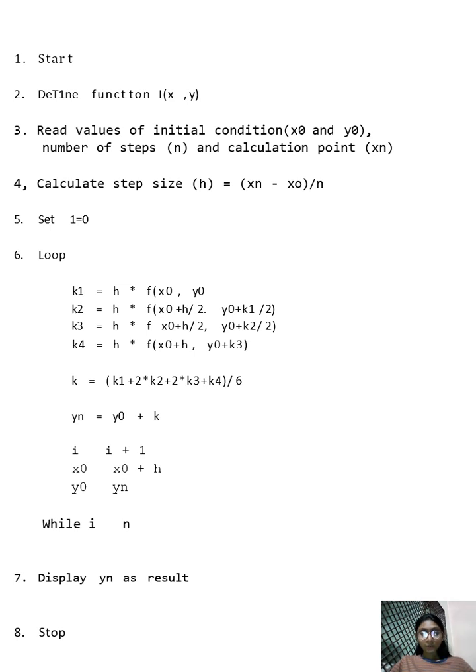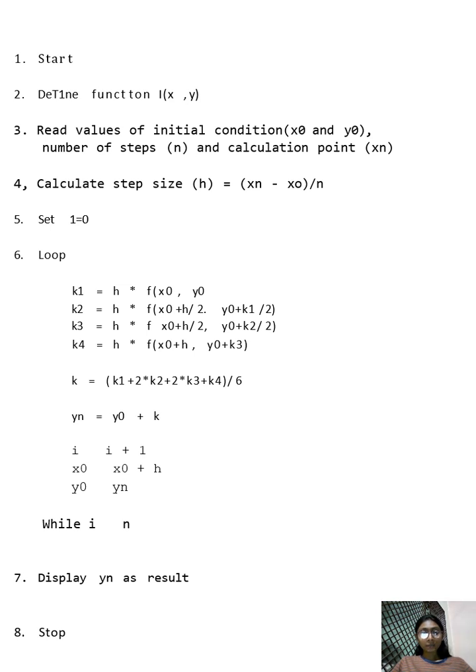And k is equal to k1 plus 2 into k2 plus 2 into k3 plus k4, divided by 6. And initialize yn is equal to y0 plus k. And iterate the loop, the iterative value increases by 1, I is equal to I plus 1. And x0 is equal to x0 plus h and y0 is equal to yn.